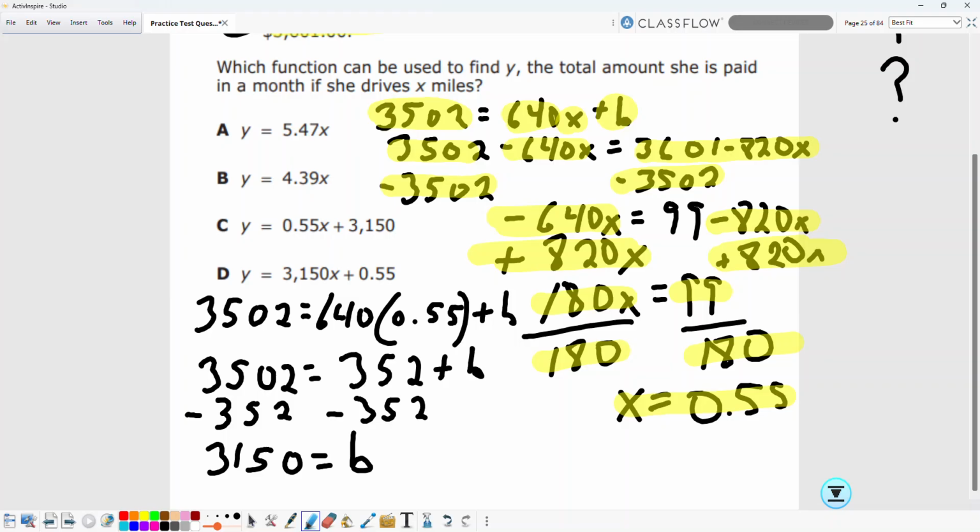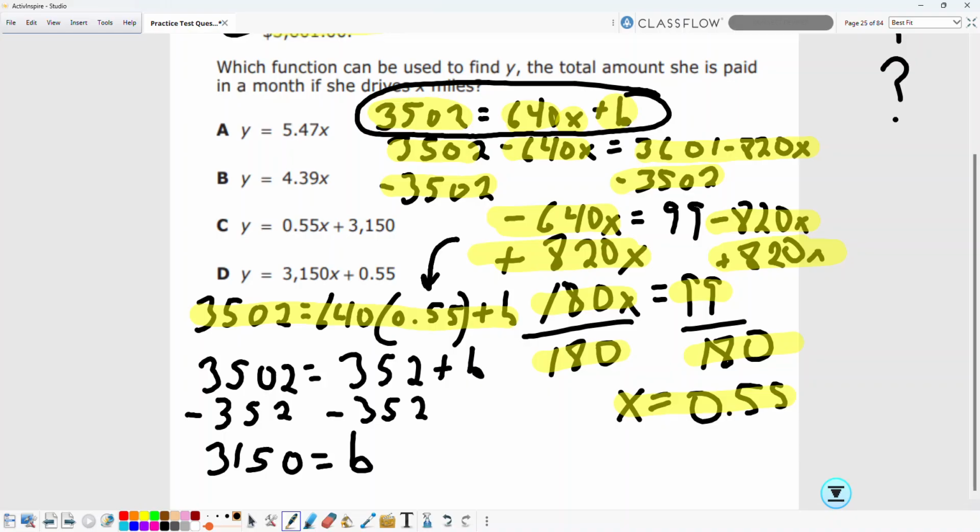Now here's the thing. It doesn't matter which equation you plug that into, but you're going to take one of the equations. I just happen to like this one. And I want to try and find out what b is. Now that I know what x is, I want to find out what b is. So I can take this equation right here that I'm circling, and where the x is, I put the value that I determined. Otherwise, it's the same equation.